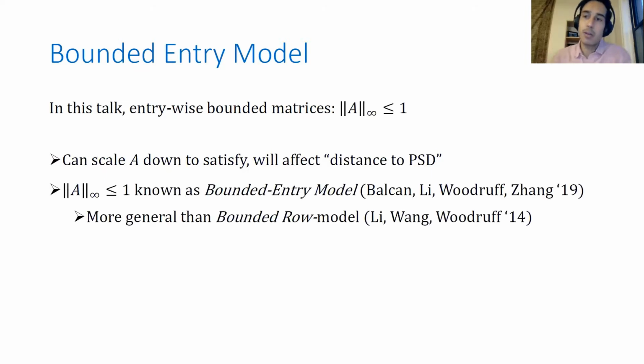So this model, a simple model, was called the bounded entry model by Balkin, Lee, Woodruff, and Zhang, who studied it to test spectral properties of matrices, such as the spectral norm and the Schatten norm. And in this work, again, we are testing spectral properties of matrices, whether a matrix is PSD. And there's also a slightly less general model called the bounded row model, where rows need to be bounded in norm by 1, which was considered earlier to test spectral properties.